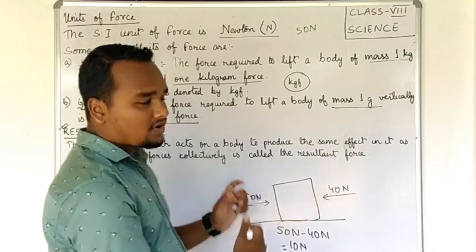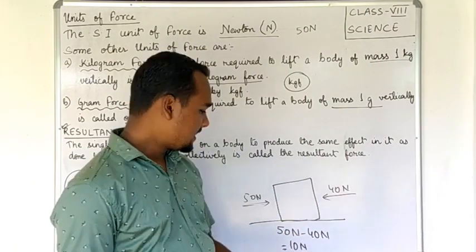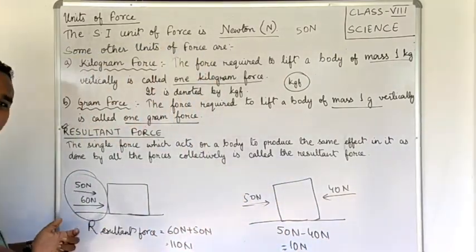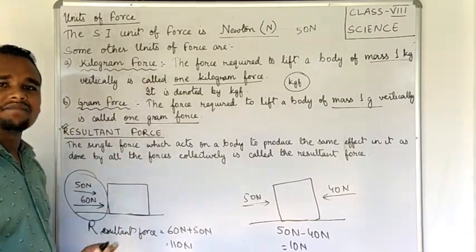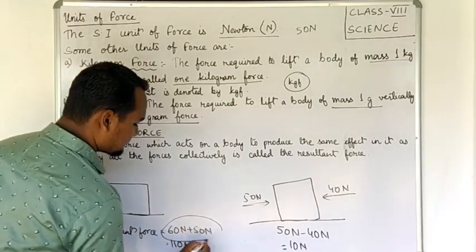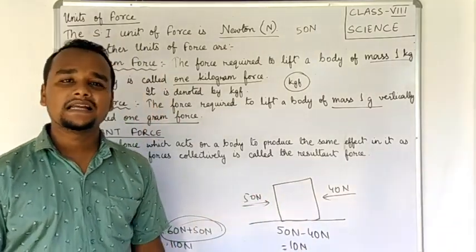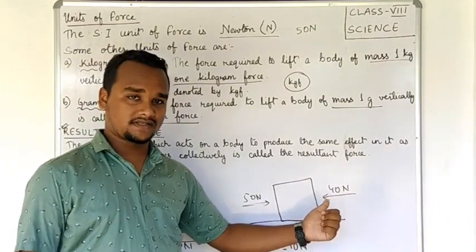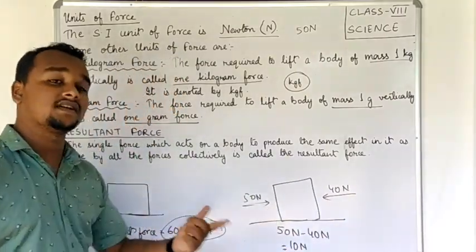When the forces applied on one object are in opposite directions, the forces are subtracted, and when the direction of force is the same, that means 2 or 3 persons are applying different magnitudes of force on one particular object, in that case, you will add them. Understood? In this case, the resultant force is 110 Newton. In this case, the resultant force is 10 Newton only. Why? Because of the direction of forces. Here, both the forces are acting in opposite directions. That's why it is subtracted here. So this is what your resultant force is.